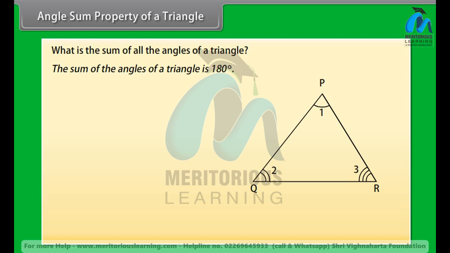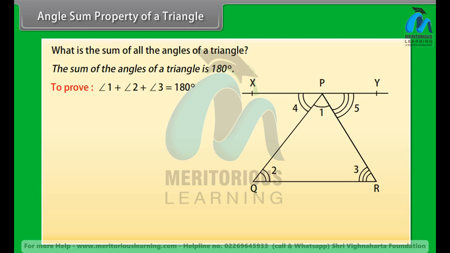The property is: the sum of the angles of a triangle is 180 degrees. We are given a triangle PQR, and angle 1, angle 2 and angle 3 are the angles of triangle PQR. We need to prove that angle 1 plus angle 2 plus angle 3 is equal to 180 degrees. Let us draw a line XPY parallel to QR through the opposite vertex P.